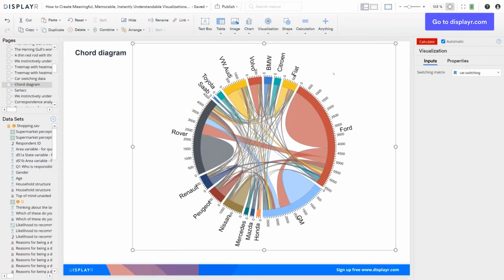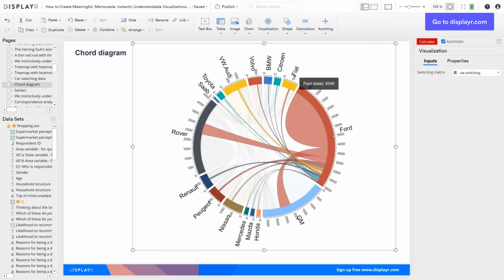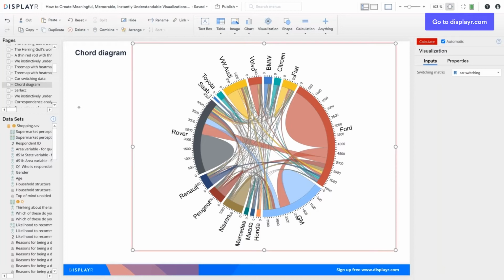Now, if I hover over Ford, we can quickly see that it confirms what we saw before, in some sense. Ford's a big brand, and we can see it's got bigger switching to GM and Rover. It's a very cool interactive visualization. But if you just let your brain try and find a pattern, what does it find? It would take a long time to interactively extract insight from this particular visualization.